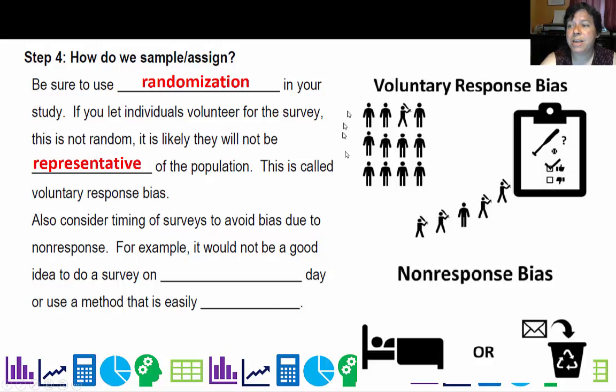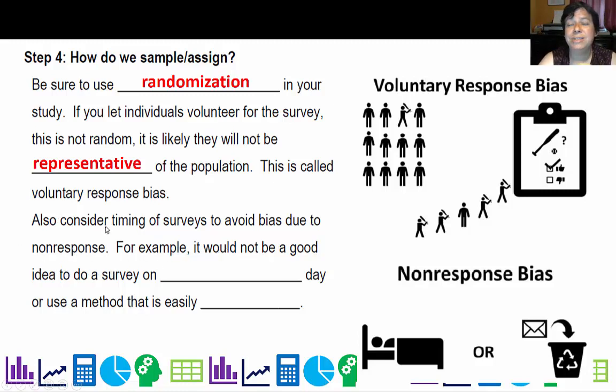I have this image here, and say I went to the cafeteria and I said, hey, I'm doing a survey on baseball. And who's most likely to come up and do my survey on baseball? Probably baseball players or baseball fans. So you can see here's the rest of the people in the cafeteria, and most people going up to do the survey are baseball players. And guess what? They love baseball. You might not get the same response as if you pick the volunteers instead of letting them pick you. Also consider timing for surveys to avoid bias due to non-response.